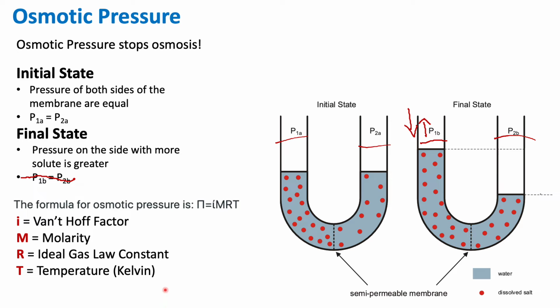Now, the pressure is actually given by this formula over here, and we're going to derive this formula to understand how we can use it and how we can remember it instead of just memorizing it. But to quickly recap, in the final state, the pressure is going to be greater on the side with more solute because it has more water, and that pressure vector points up as water moves to this side. Once equilibrium is achieved, that pressure vector is going to be equal and opposite and pointing down, and that is our osmotic pressure. Whereas in the initial state, the pressure was equal on both sides.